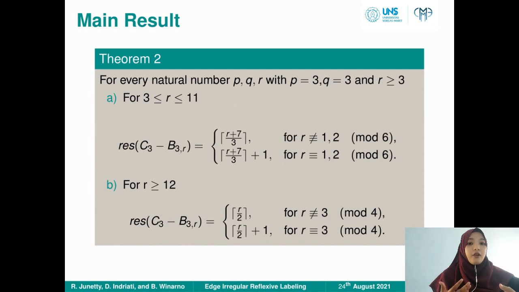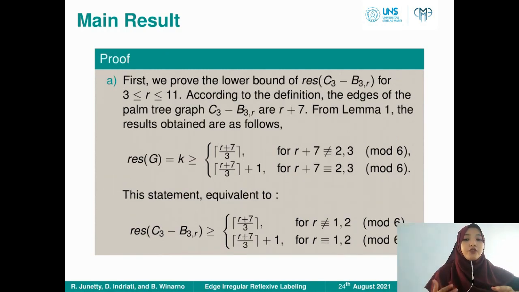Point B, for r greater than 12, the formula of rest C3b3r equals ceiling of r per 2 for r not equivalent to 3 in modulo 4, and ceiling of r per 2 plus 1 for r equivalent to 3 in modulo 4. We prove theorem 2. In point A, first we prove the lower bound of the column 3 graph, rest C3b3r, for r greater than 3 and less than 11. According to the definition, the edges of the column 3 graph C3b3r are r plus 7.